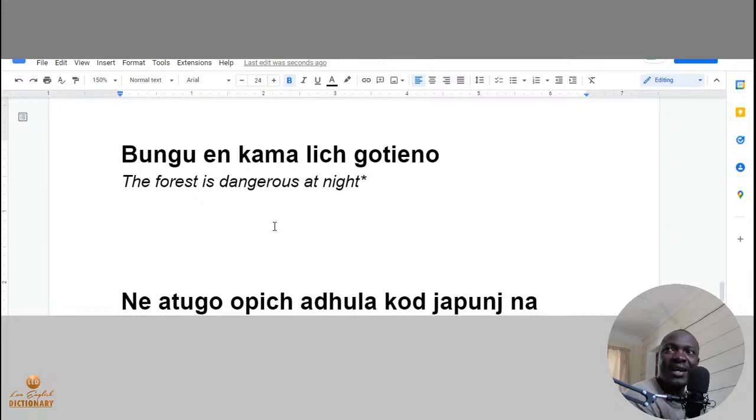So am I right with saying bungu en kama leech gotieno? The forest is dangerous at night. Bungu en kama leech gotieno.